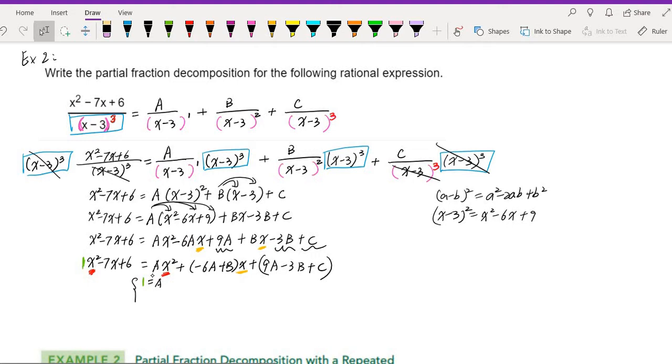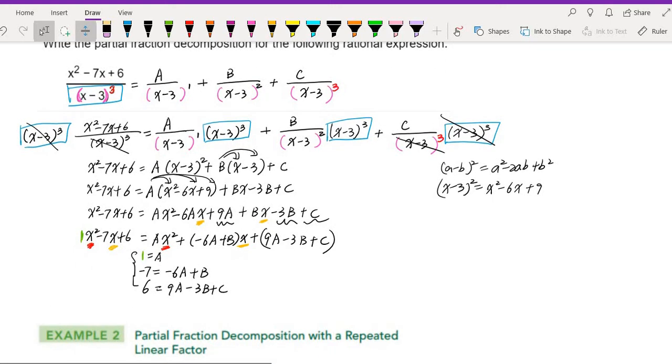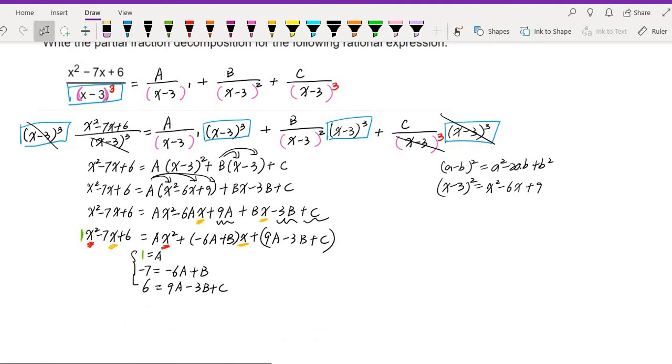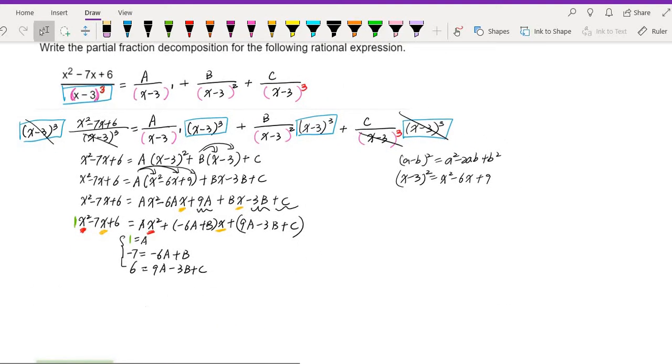And then let's go ahead and continue. And then we have −7. That's the coefficient for our x. And then we're going to set this equal to −6a + b. And then we do the same thing. Our constant 6, I can set this up as 9a − 3b + c. So I want you to go ahead, take your time to solve this by using any method. Or we can just plug it in really quick.